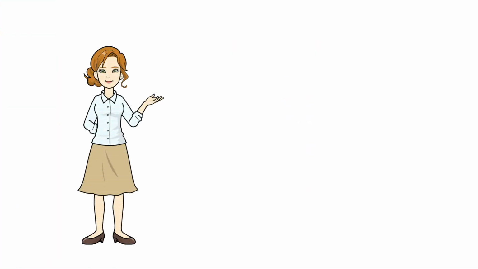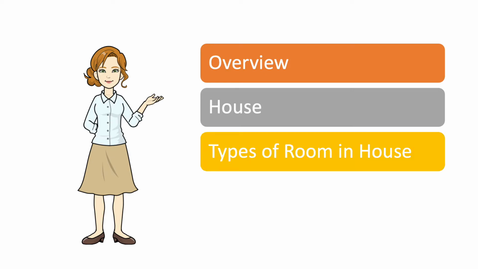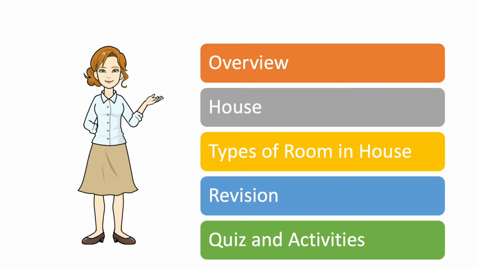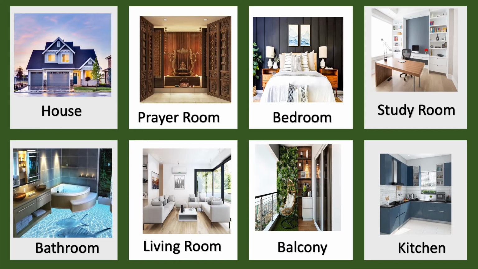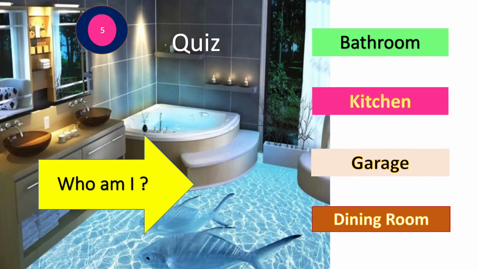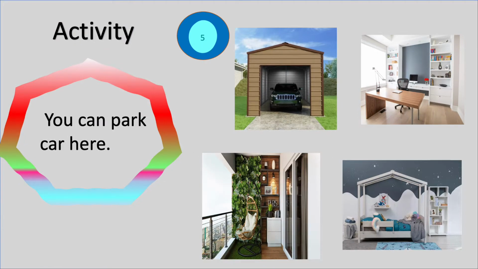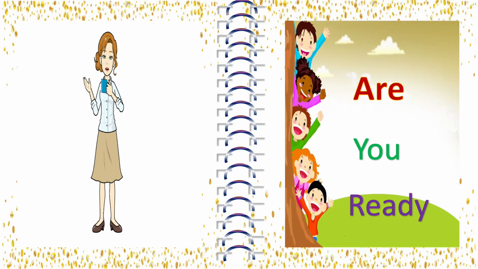In this lesson, we will be learning about house. What are the types of rooms available in the house? And then we have a quick revision. And finally, we have quiz and activities with lot of fun. This is house and types of rooms available in the house. This is a quiz. And finally, this is an activity. Are you ready? Let's start.